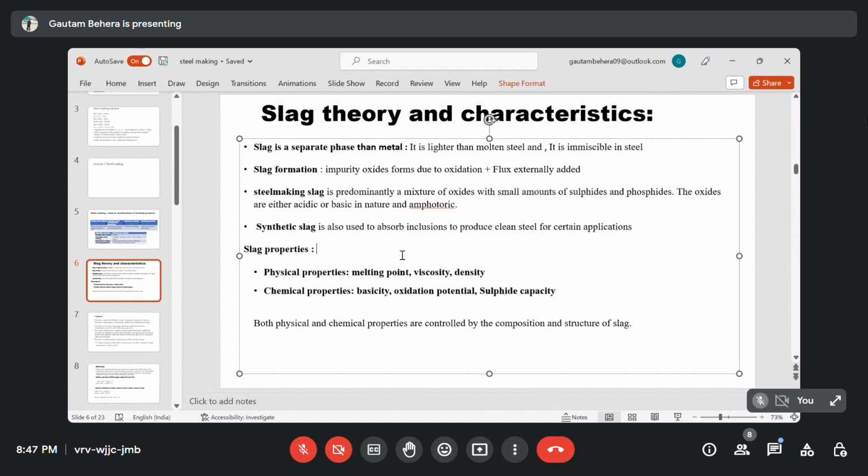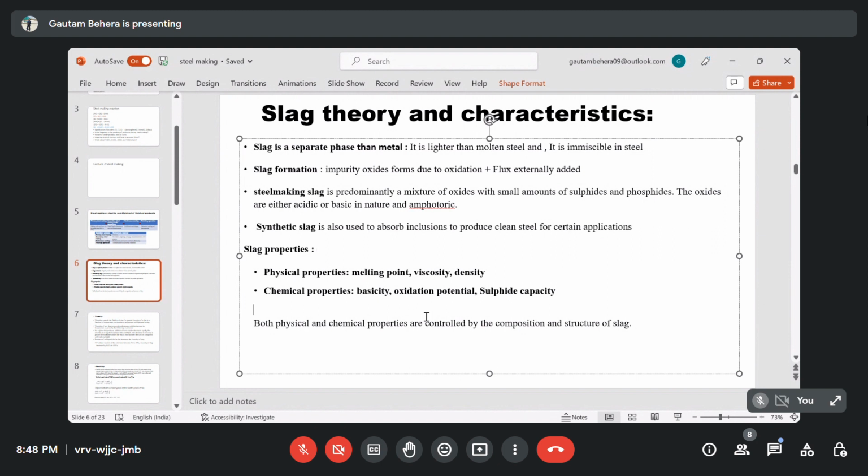Okay, anyway, slag property. The property of slag is very important. Property of slag means physical property of slag or chemical property of slag, right? Physical property of slag means melting point, viscosity, density, right? And chemical property means basicity, oxidation potential, sulfide capacity. So these are the important chemical properties and these are the important physical properties, right?